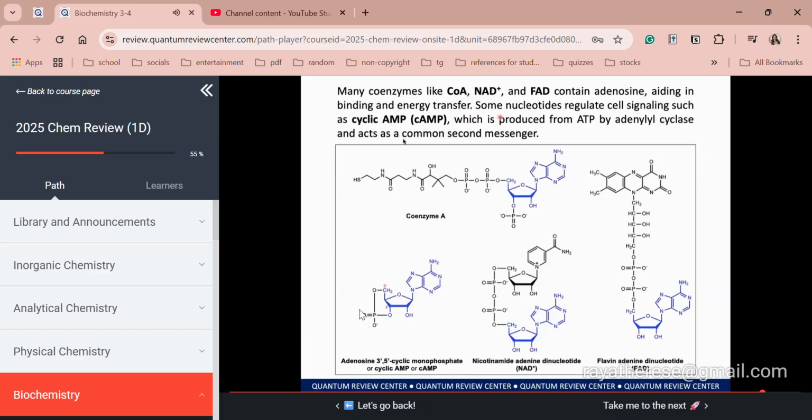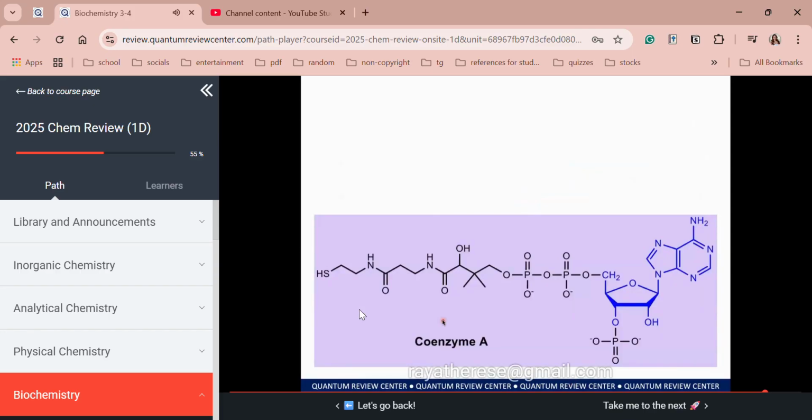Okay, so in addition, ayan, some nucleotides regulate cell signaling, such as your cAMP, your cyclic AMP. Okay, so this is produced from ATP by adenylyl cyclase, and this is a common second messenger. Okay, so again, class, the cyclic AMP participates in signal transduction inside our body. Okay, so class, konti na lang, we have another example of your nucleic acid, si coenzyme A, and of course, ang famous na structure ni acetyl-CoA, diba?